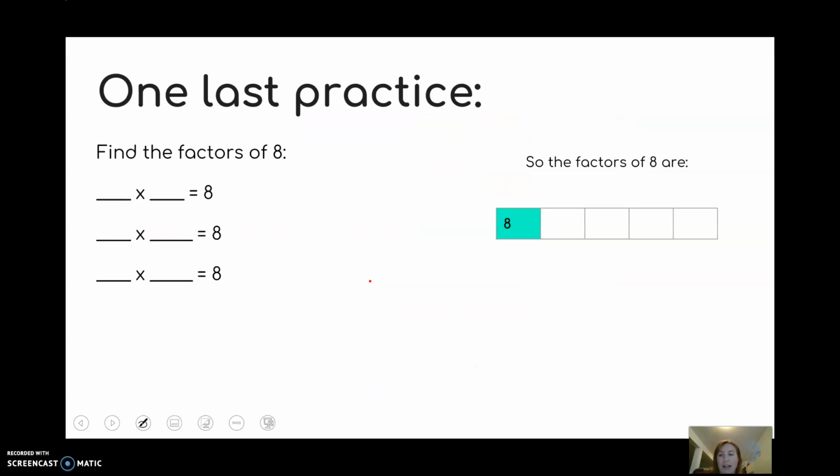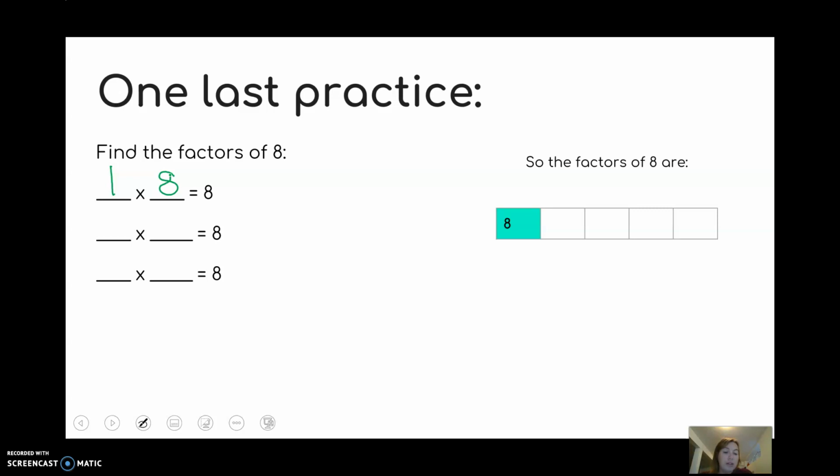Okay, one last practice one. We're going to find the factors of 8. So right now, I want you to think about what are the two numbers that we can always use right off the bat. Think about it for a second. And hopefully you said 1 and the number we are factoring, which in this case is 8. So we know that 1 and 8 are factors of 8.